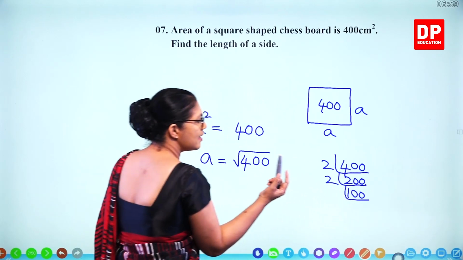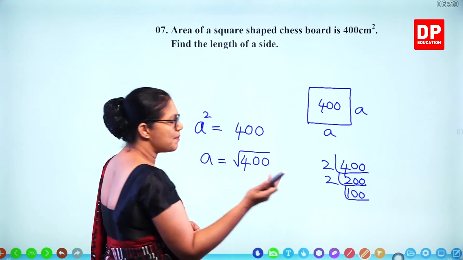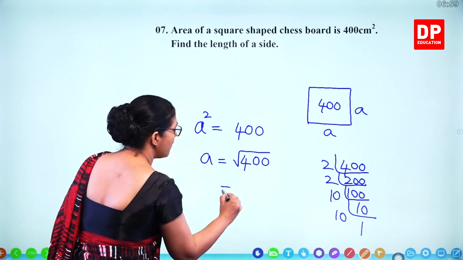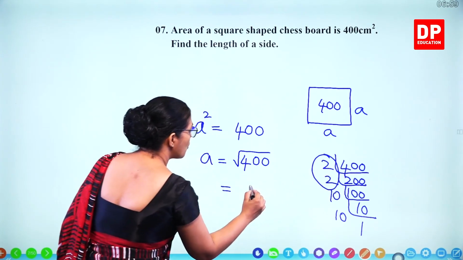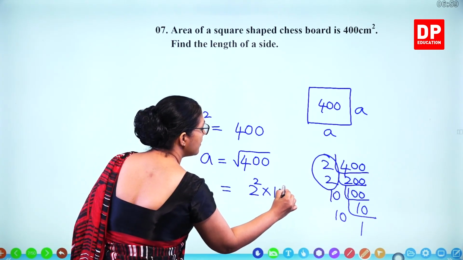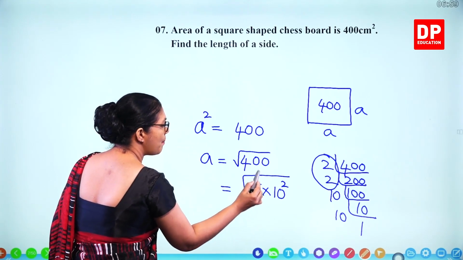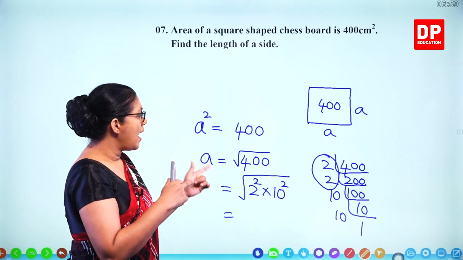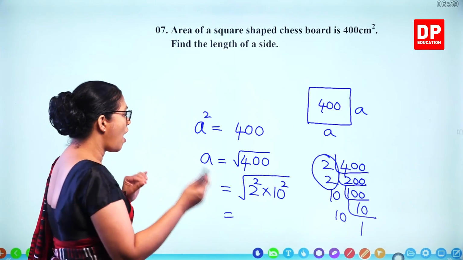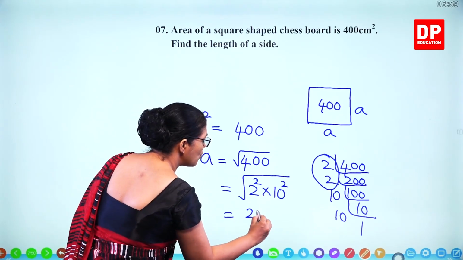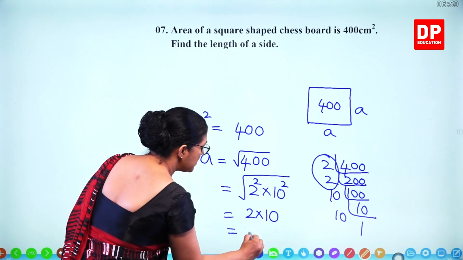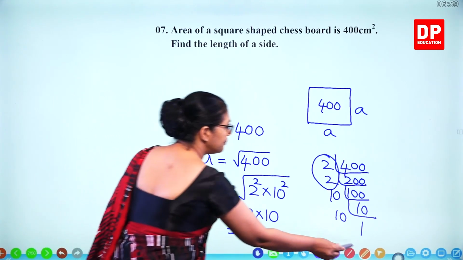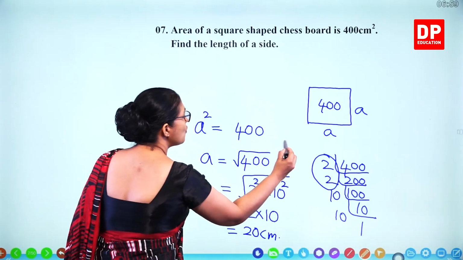You know, 100 is a square number, 10 times 10. So we'll divide by 10 and see. You can rewrite this as pairs, 2 squared and 10 squared. And when you take the square root, the power and the square root get cancelled out because the power is 2 and square root means power half. Half and 2 get cancelled out. So you get 2 times 10. 20 is the side length. That's in centimeters. 2 marks.